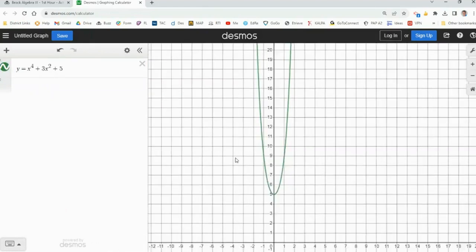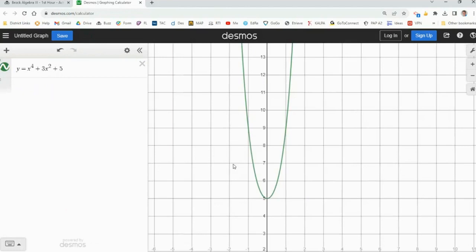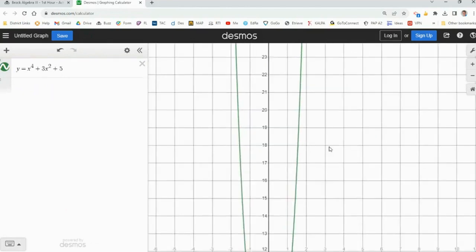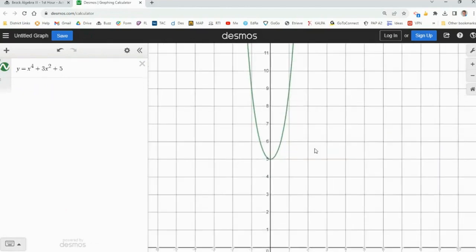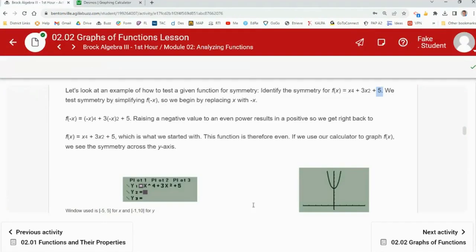That's way up here. It looks like it's going to be symmetric to the y-axis. When I graph it, looks like it's going to be the same. Let's see what their math shows.